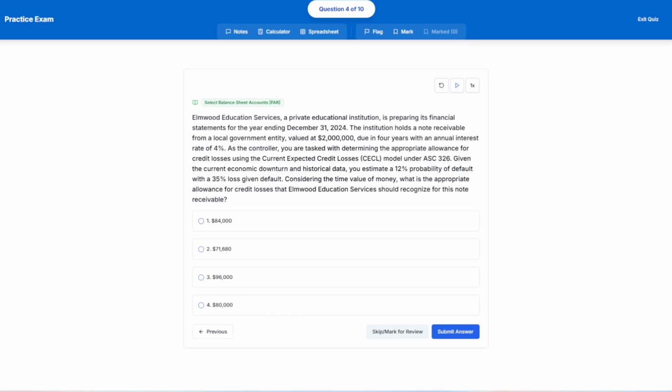Right away, we know this question is testing us on the Current Expected Credit Losses (CECL) model under ASC 326. The core concept here is the calculation of credit losses, considering the probability of default, loss given default, and the time value of money. This is a classic example of how financial institutions need to account for expected credit losses over the life of a financial asset, aligning with the forward-looking approach of ASC 326. Now, let's break down each option to see which one stands up to scrutiny.